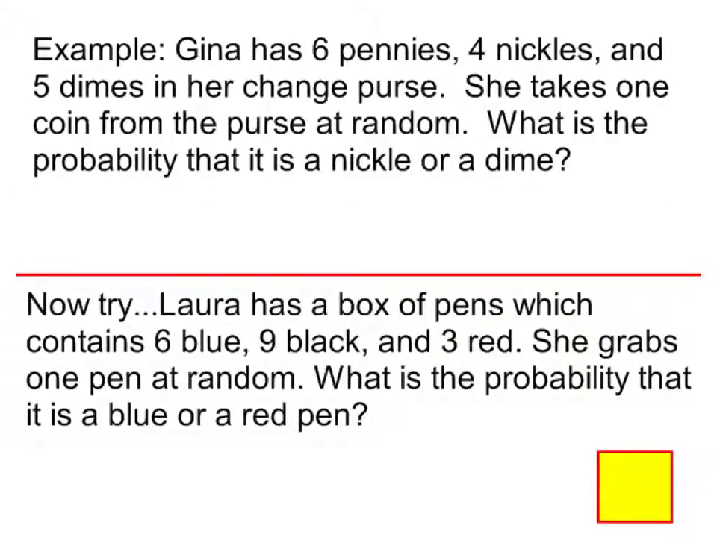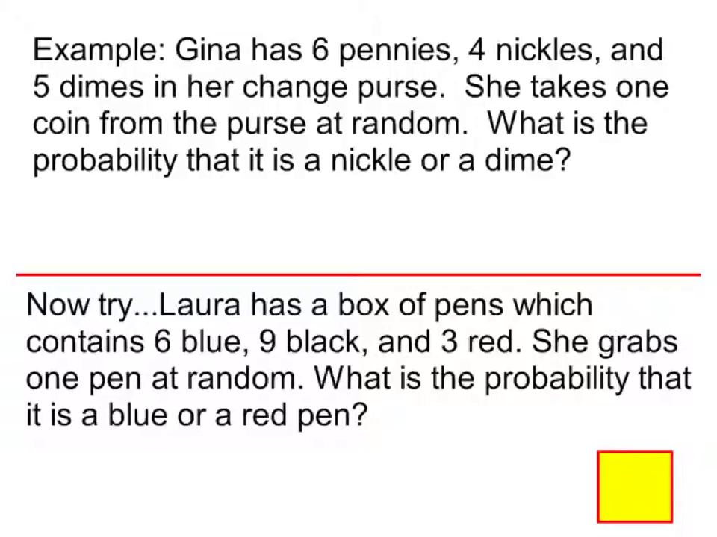Let's consider this top example first. Gina has 6 pennies, 4 nickels, and 5 dimes in her change purse. She takes 1 coin from the purse at random. What is the probability that it is a nickel or a dime? So we know right now it couldn't be both a nickel and a dime. It has to be one or the other. So I will find the sum of those 2 probabilities.